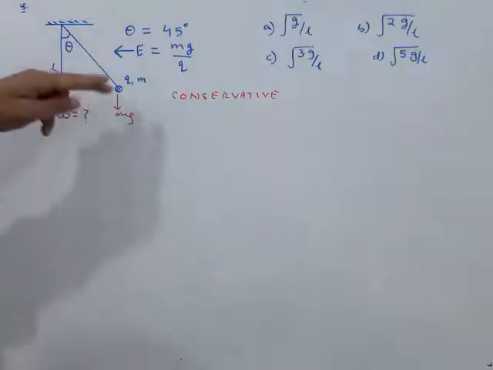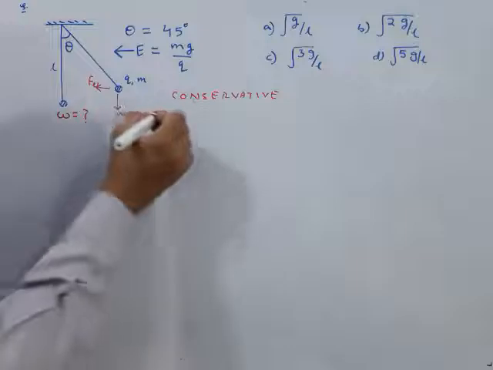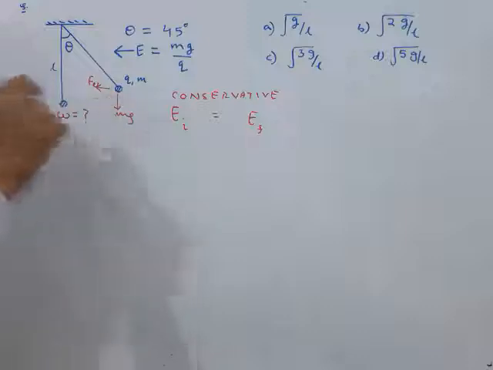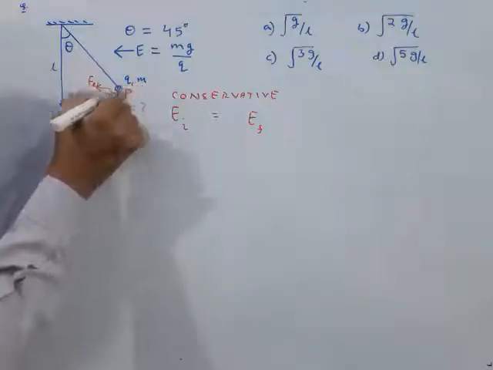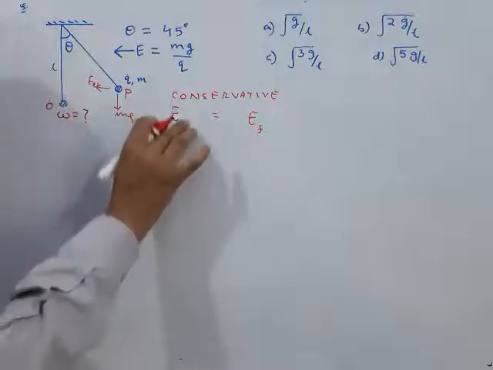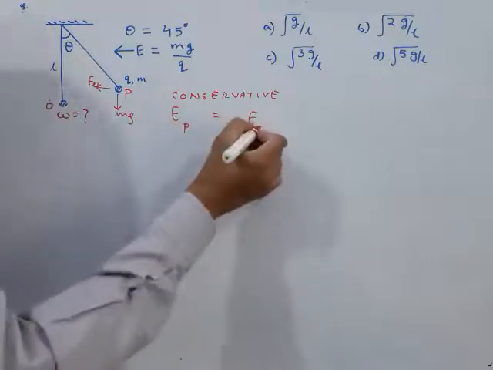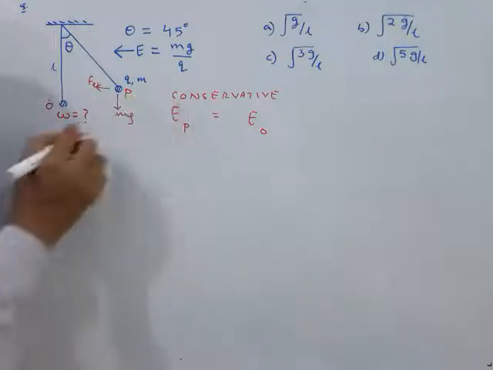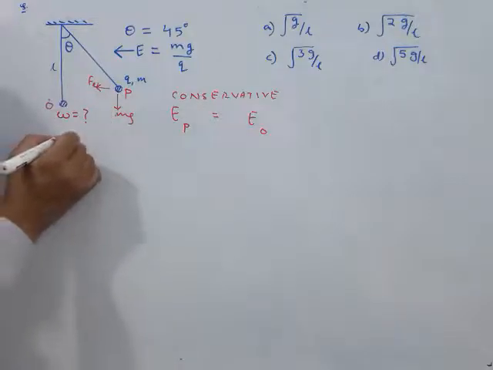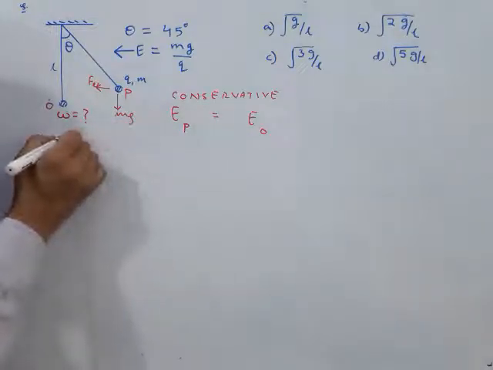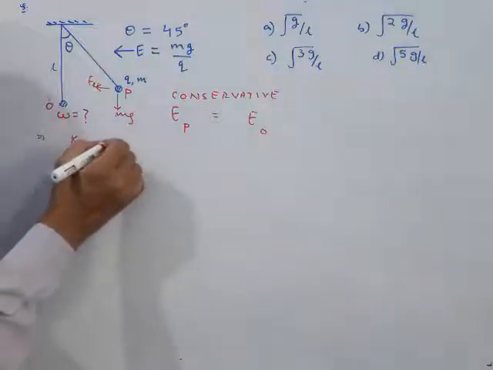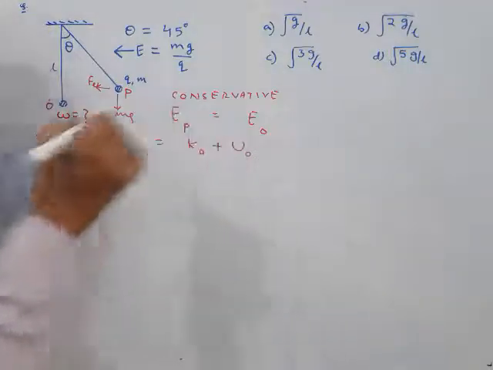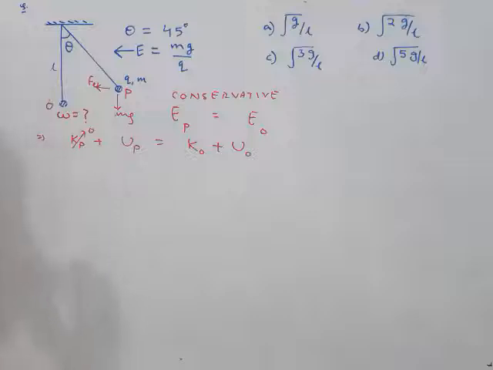Since the forces acting on this particular mass are conservative in nature, the total mechanical energy initially and finally must remain the same. Our initial point is this, which I name as say P, and I'll call this point O. So total energy at P must be equal to total energy at O. Now the total energy can be written as the sum of kinetic and potential. At P, clearly the kinetic energy is 0. Kinetic energy at P plus potential energy at P must be equal to kinetic energy at O plus potential energy at O. So kinetic energy at P is 0.